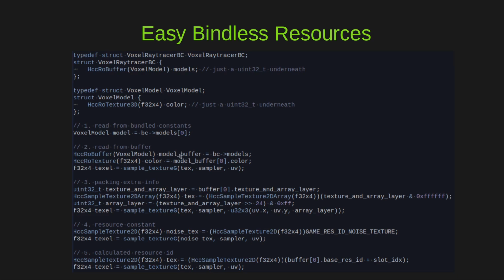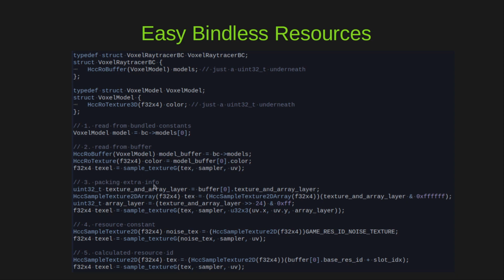And then here's another thing where I'm grabbing the integer for the buffer of models. And then I am just going to index into the buffer of the first model and then get the color texture out. And I'm going to use that color texture. This should say color here, but I'm just going to sample from the color texture here, get the texel.